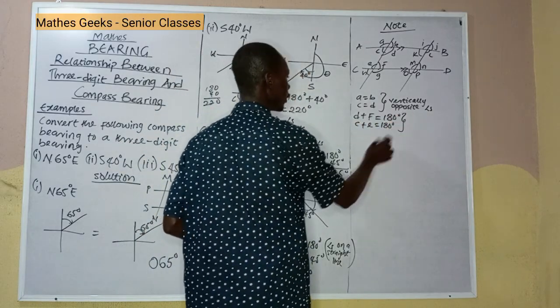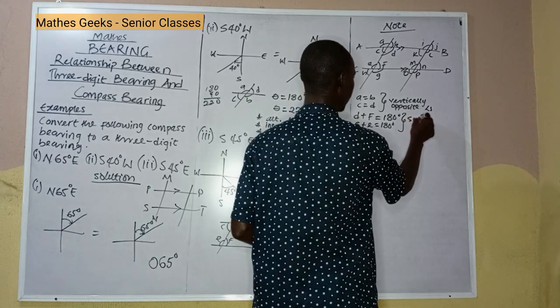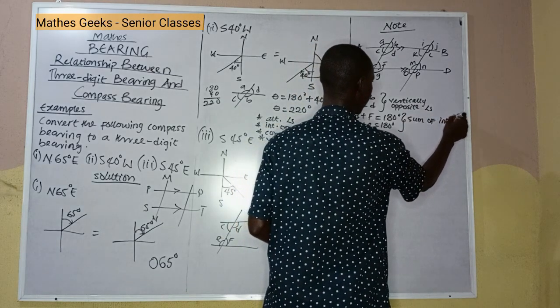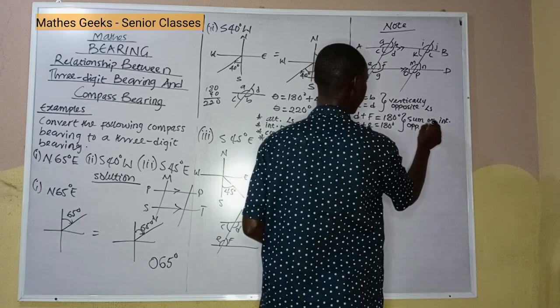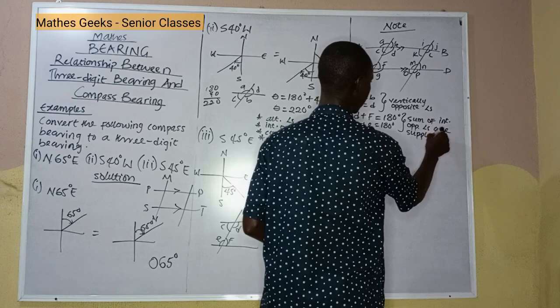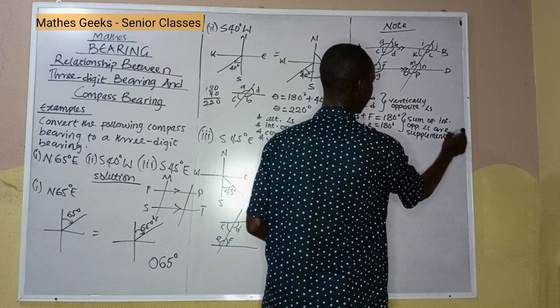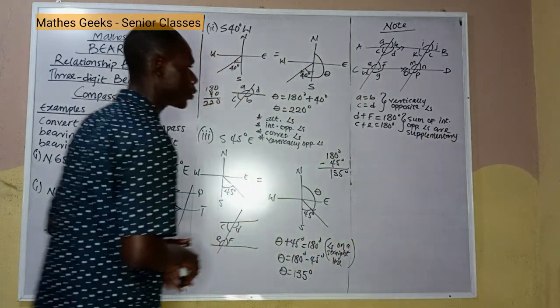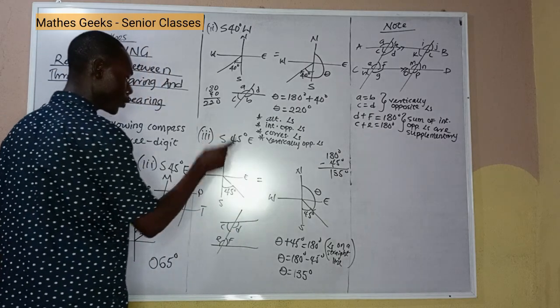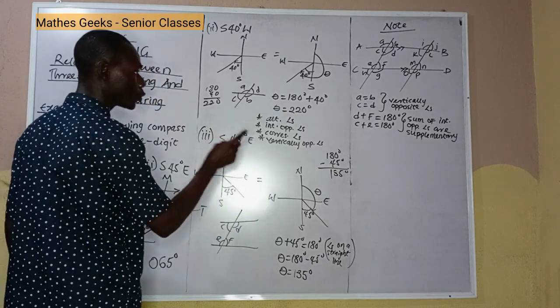So what is the rule? We say sum of interior opposite angles. The reason is that sum of interior opposite angles are supplementary. That's they're equal to 180 degrees. Sum of interior opposite angles are supplementary. So D plus F is equal to 180 degrees. C plus E is also equal to 180 degrees.